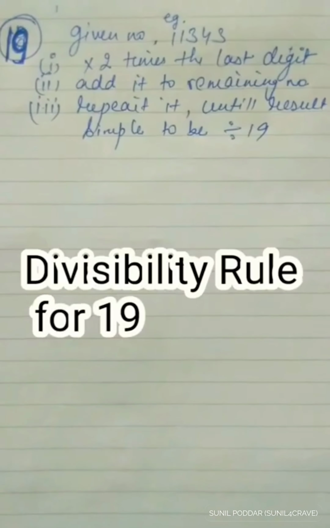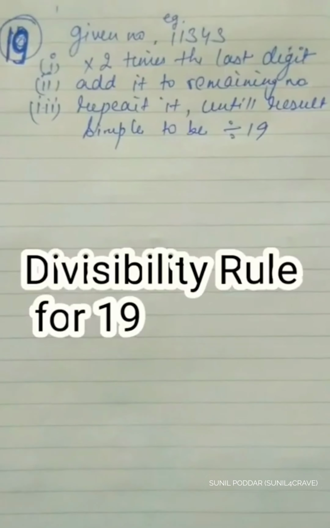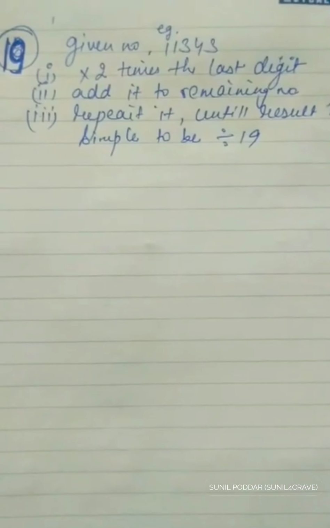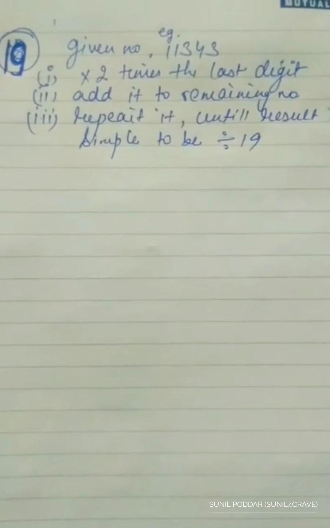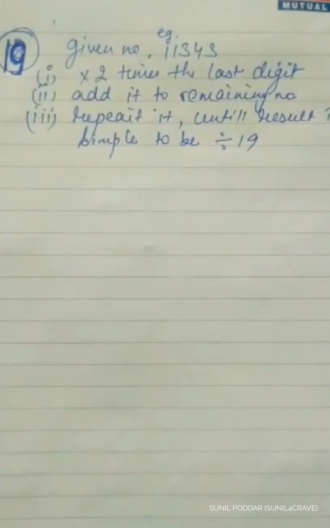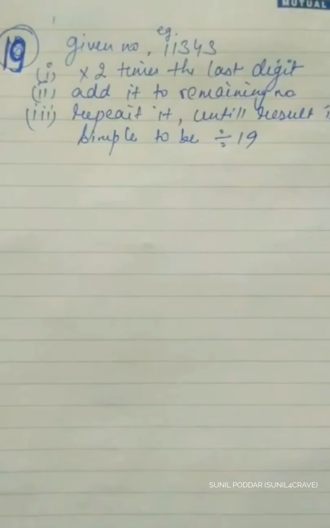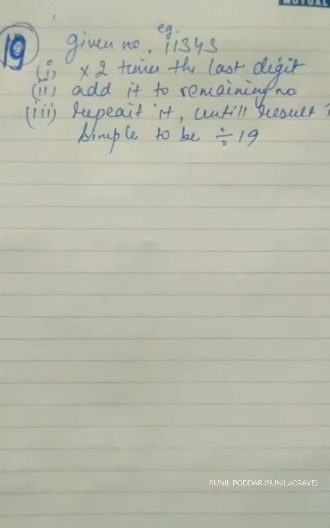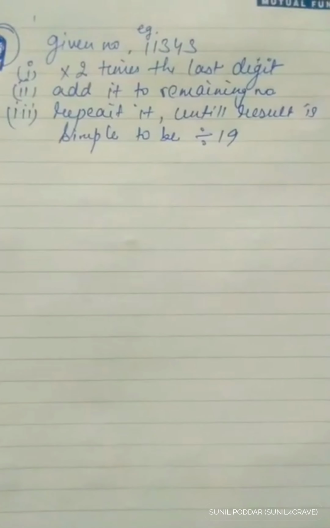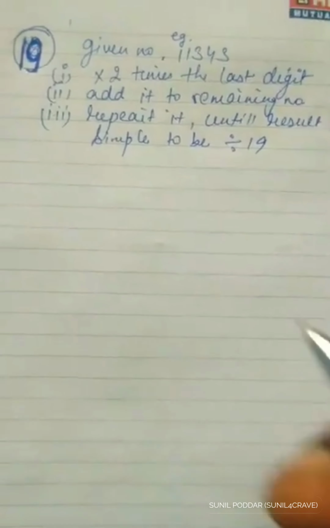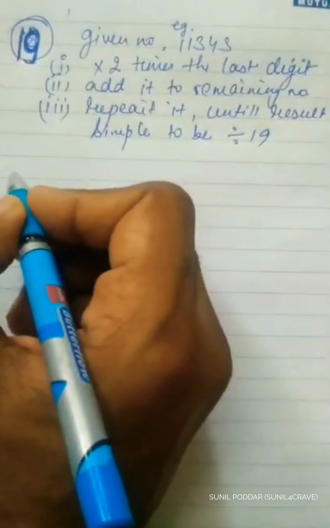The number is completely divisible by 19 if the given number, any number, follows some steps. First we have to multiply the last digit by 2 and add it to the remaining number, and repeat it until the result is simple enough to be divisible by 19. So let's take an example here.